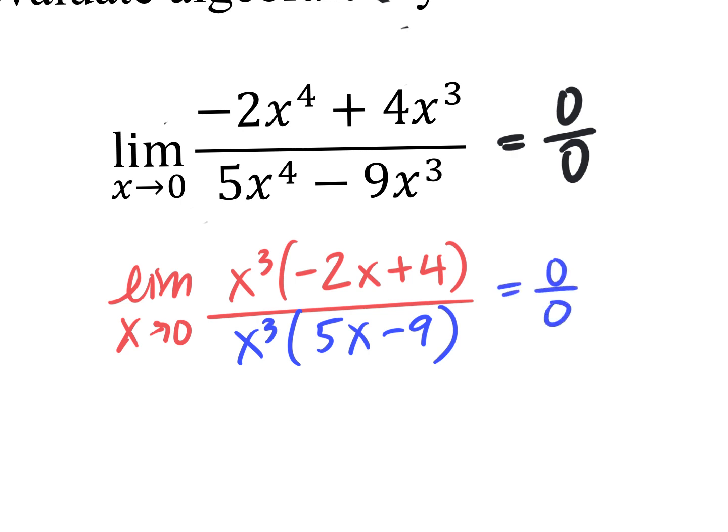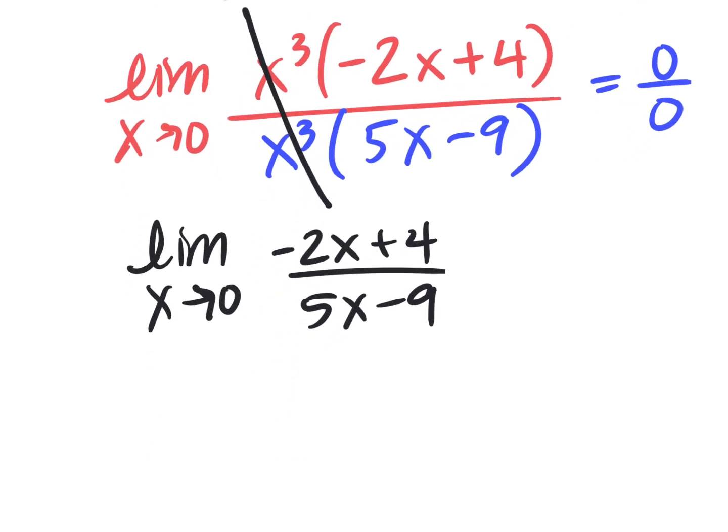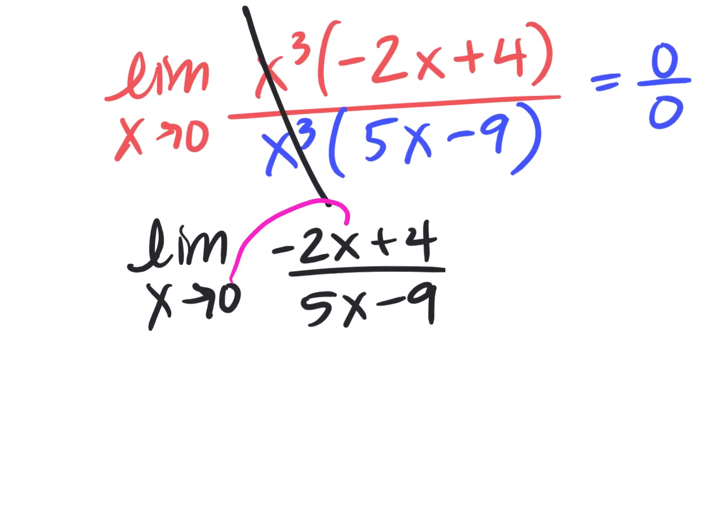But my girl Soph goes, hello, we factor those x cubed out, boom, so we could get rid of them. And you're exactly right. So now, as I've got the limit as x approaches 0 of negative 2x plus 4 over 5x minus 9, now when I plug in a 0, what do I get? Negative 4/9, or 4 over negative 9. I'm always going to throw that negative up top.